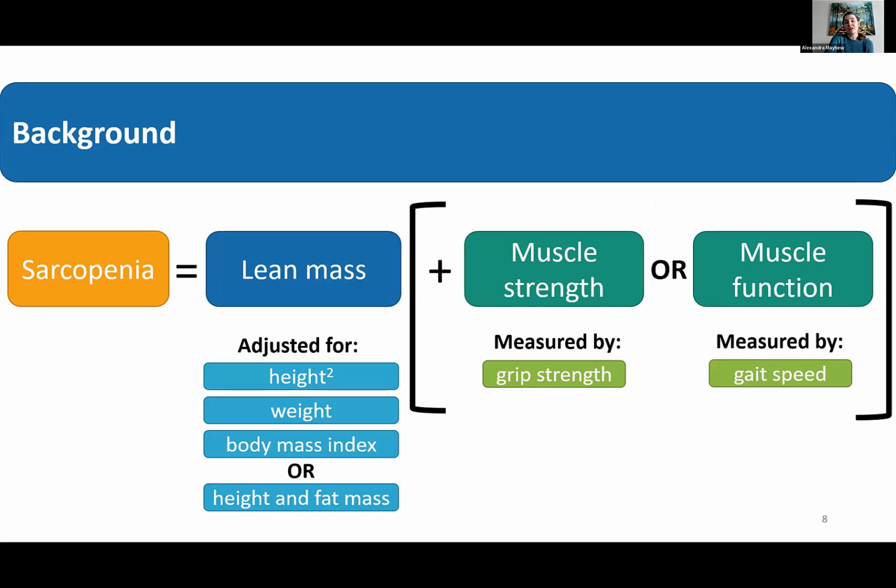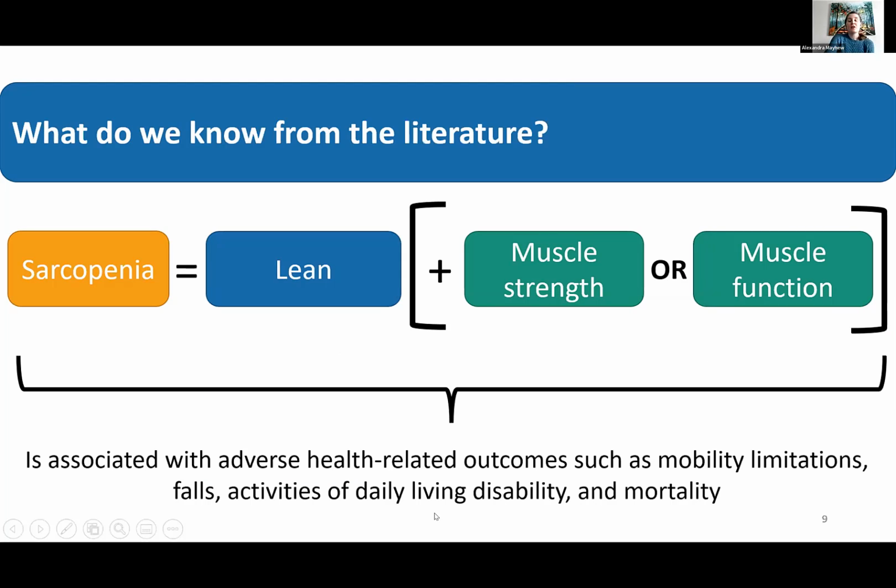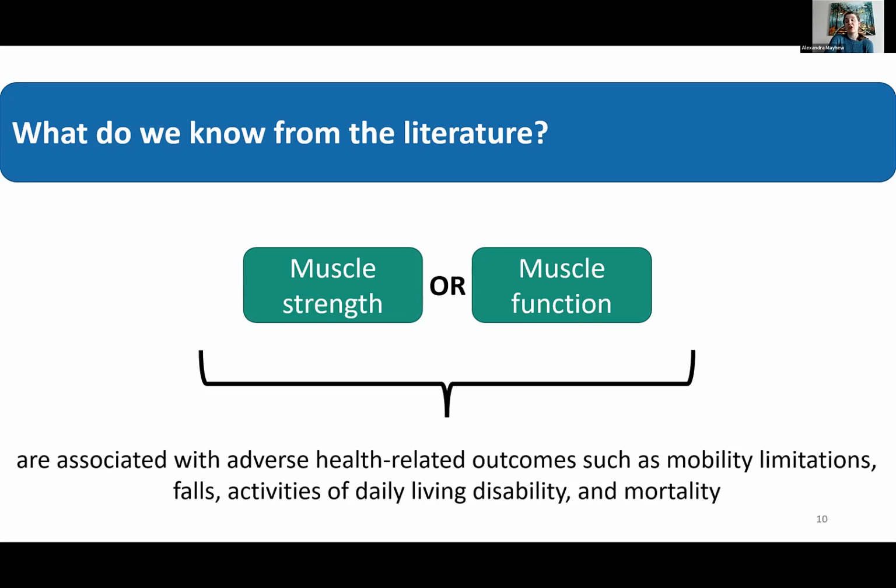So to overcome the limitations of lean mass, sarcopenia definitions began to be broadened in the early 2000s to include muscle strength, typically measured by grip strength, or muscle function measured by gait speed, as well as introducing two new adjustment techniques, either adjusting for body mass index or regressing on height and fat mass. These more elaborate definitions for sarcopenia are associated with all of the health outcomes that you would think sarcopenia should be associated with. However, muscle strength and muscle function on their own are also associated with those outcomes.